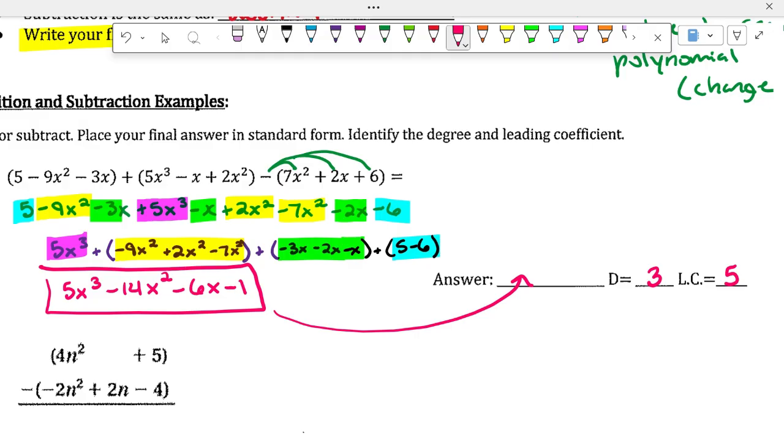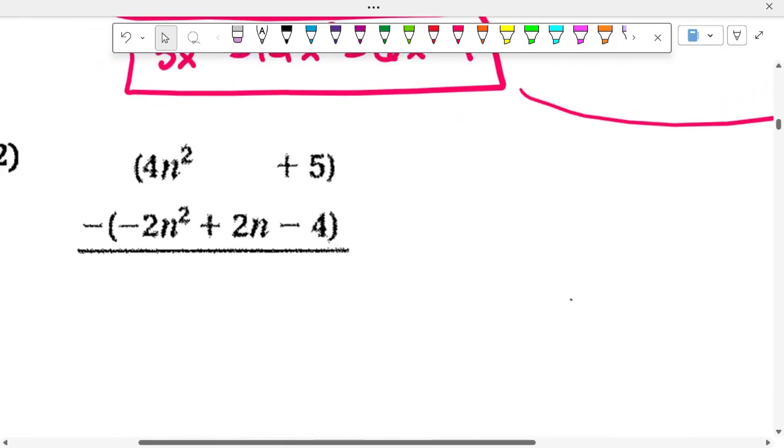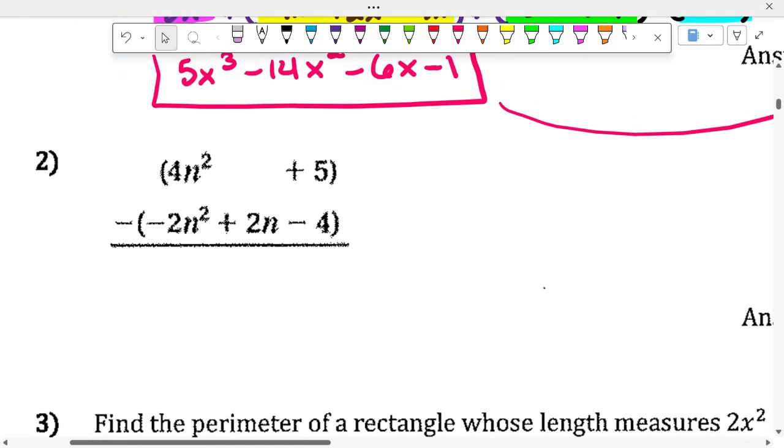All right, so that was the horizontal way. So the vertical way is pretty much the same thing, except what they do is that if you notice, they line up the like terms. All right. So this is a subtraction one.